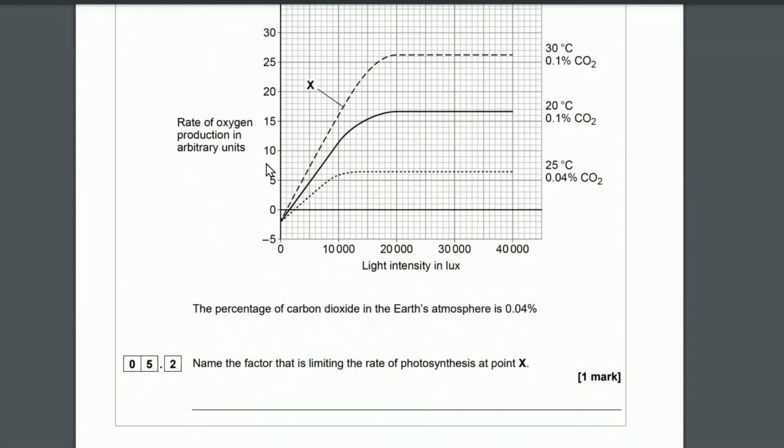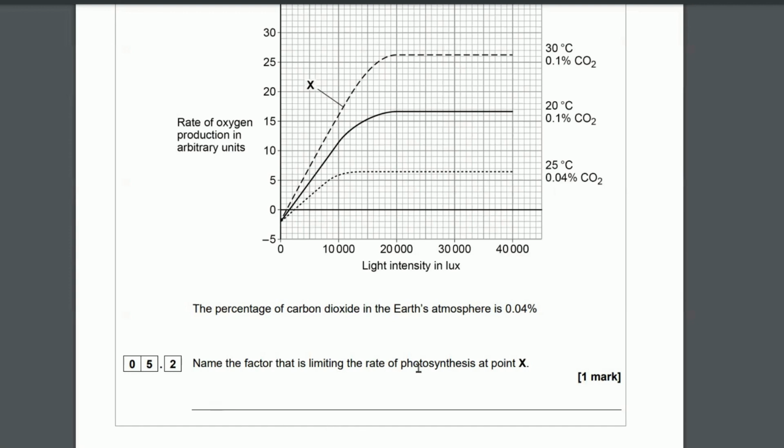We've got the rate of oxygen here. We've got different conditions here. You can see this line's 30 degrees, that's 20, that's 25. We've got different concentrations of carbon dioxide, 0.1, 0.1, 0.04, that's less than half those. And then the percentage of carbon dioxide in the Earth's atmosphere is 0.04, so that's just normal air. The light intensity in lux, we've got 10,000, 20,000, 30,000, and 40,000 going across the bottom on the x-axis, and we've got the rate of oxygen production given off.